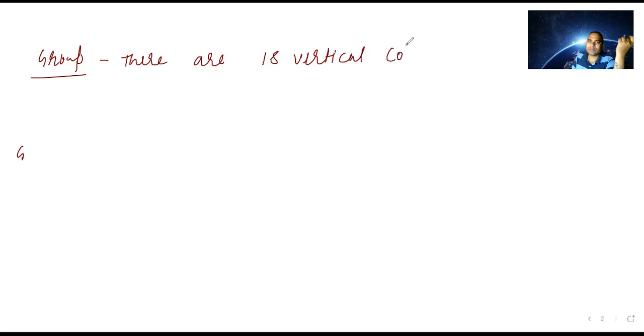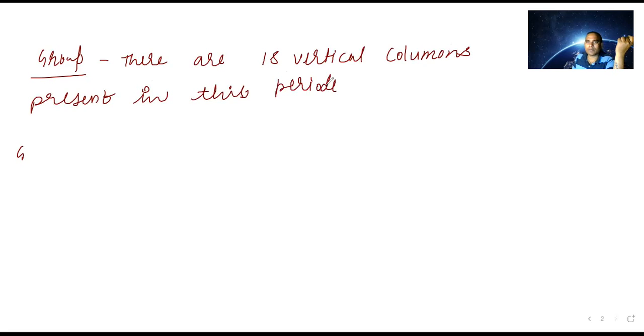Now, let's see the group. If you talk about groups, there are 18 groups. There are 18 vertical columns present in this periodic table, known as groups.